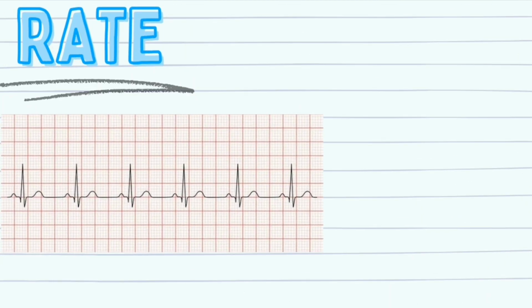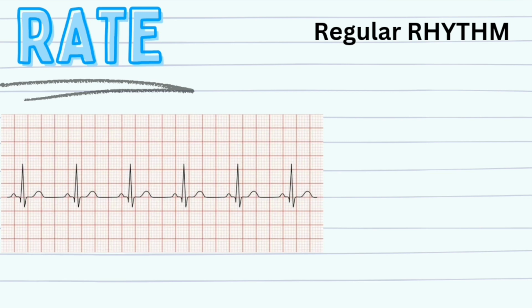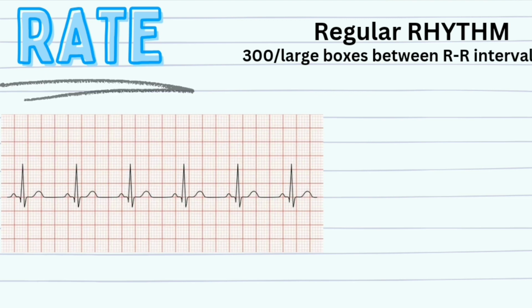Rate. For regular rhythm, rate can be calculated by dividing 300 by the number of large boxes between R to R. Let's calculate the rate between 2 Rs. One large box, second and third and some part of 4. Dividing 300 by 4 we get 75, so the rate is 75 beats per minute.